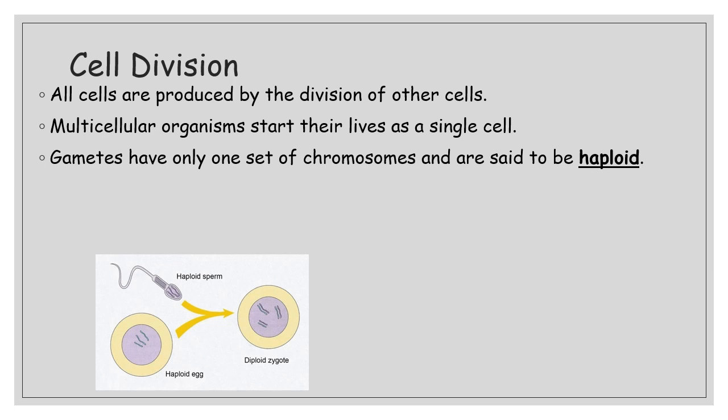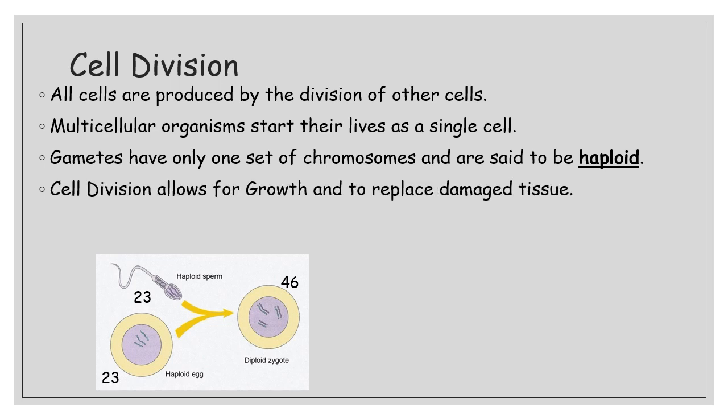Gametes have only one set of chromosomes, and are said to be haploid. So like in the previous slide, we talked about diploid and humans being 46. Our haploid egg and our haploid sperm contain 23 chromosomes each, one set of chromosomes each. And obviously during the process of fertilization, we end up with a diploid zygote, a fertilized egg, which contains 46 chromosomes. So half of that's come from mum, half has come from dad.